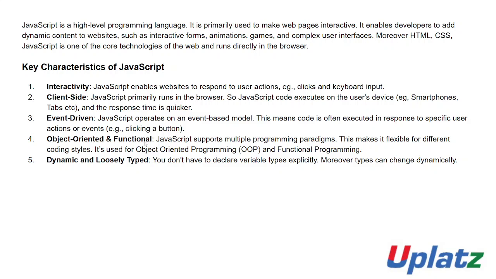Object-oriented and functional. JavaScript supports multiple programming paradigms. This makes it flexible for different coding styles. It is used for object-oriented programming or OOP and functional programming. Dynamic and loosely typed. You don't have to declare variable types explicitly. Moreover, types can change dynamically.